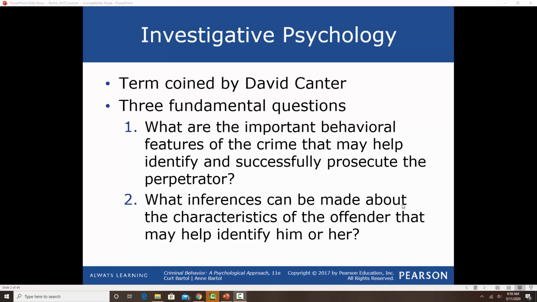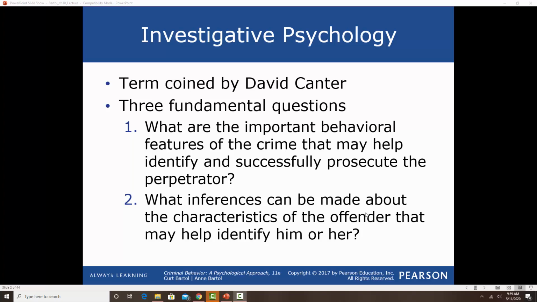This was a term that was coined by David Carter, who was the director for investigative psychology at the University of Liverpool. And it is taking the psychological principles and applying them to criminal investigation. And they seek to answer three fundamental questions.